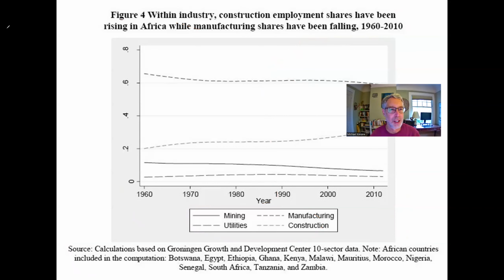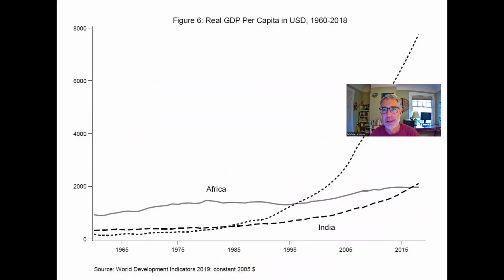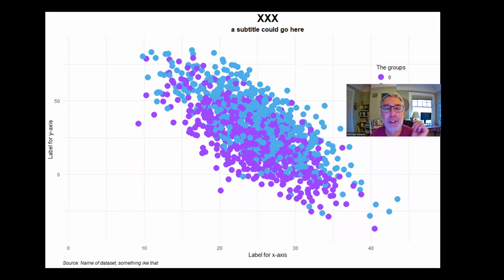Let's go on to another figure. Here's the figure that you had for the assignment. I wanted to draw attention to the importance of labeling the axes and having a subtitle, but don't make the subtitle the same thing as the main title. That's obviously pointless. Make sure your subtitle is informing the reader of something.